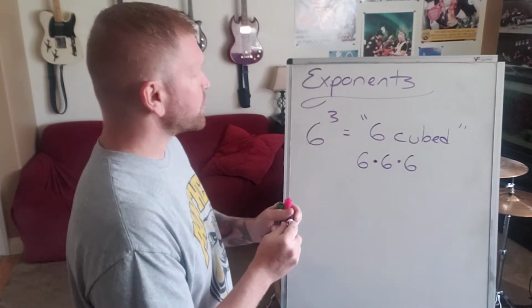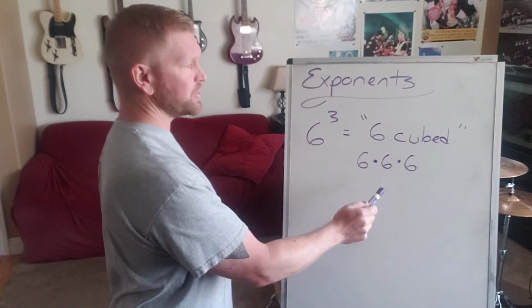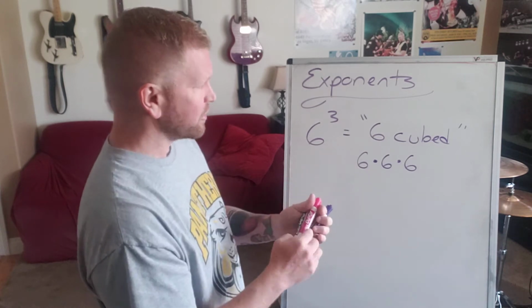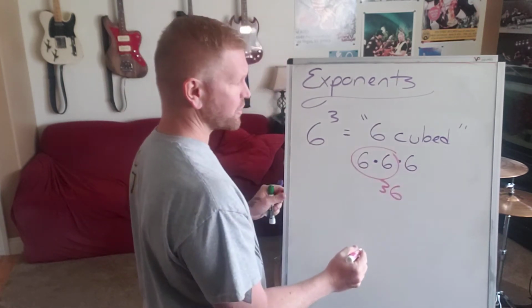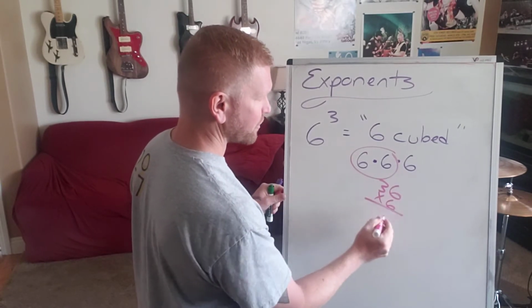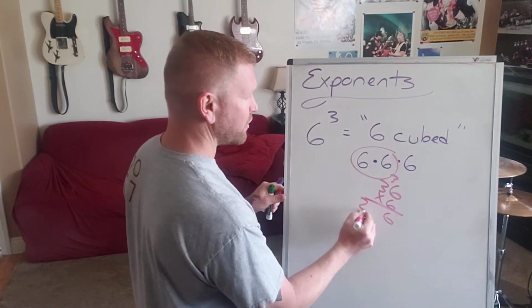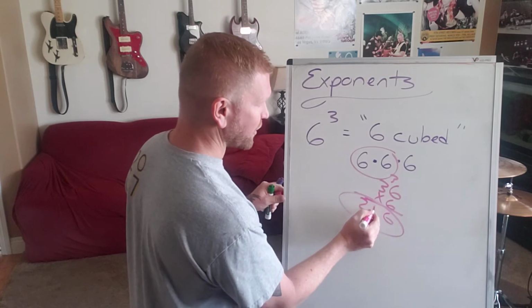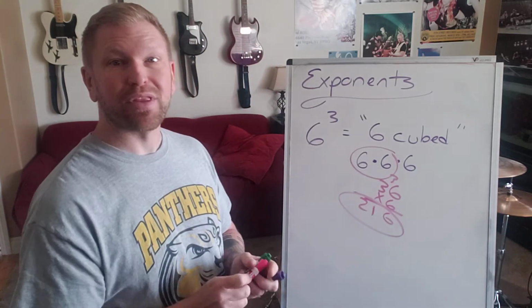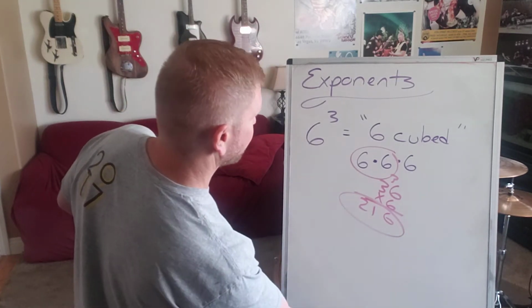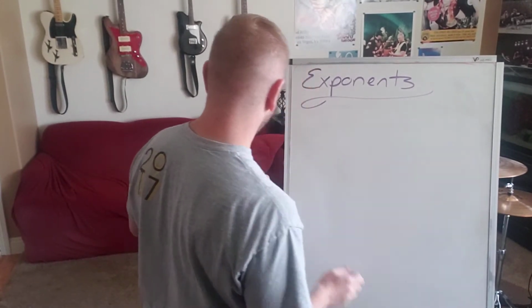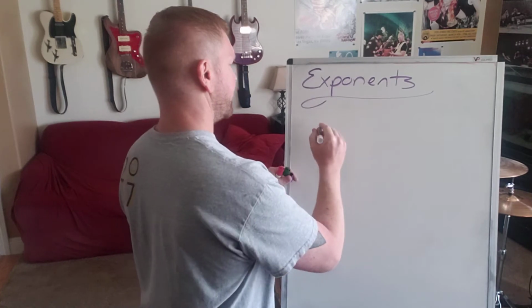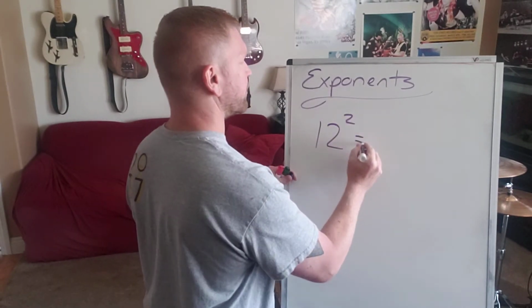All right, so 6 cubed means that we have 3 6's. It's 6 times 6 times 6. 6 times 6 is 36. Times 1 more 6 is 216. If you got 216, you got it right. There you go. Another example. Let's say we have 12 to the 2nd power.